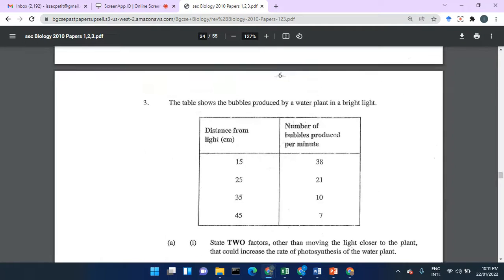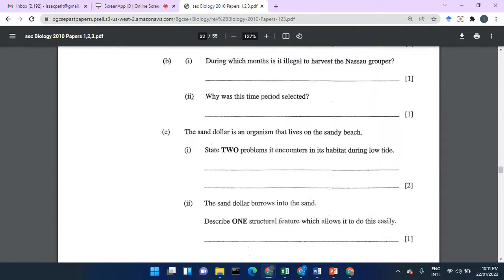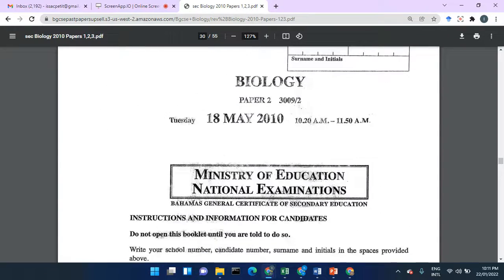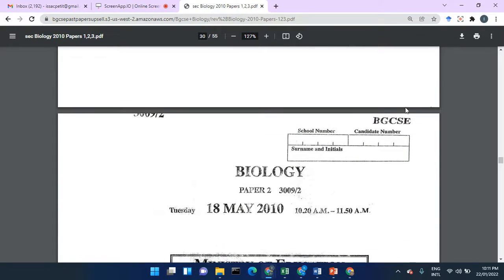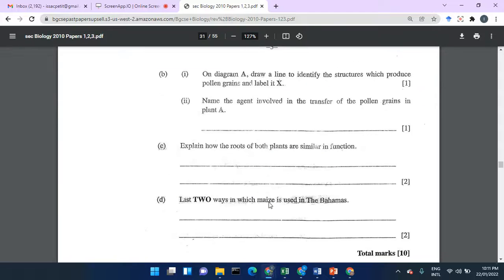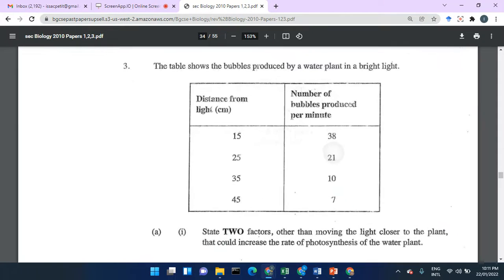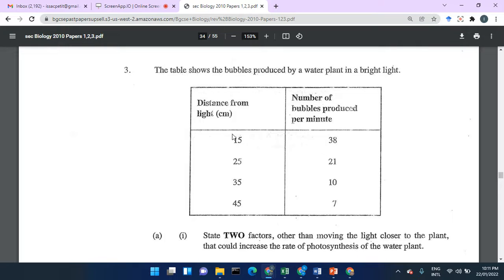All right, in this lesson, we will be considering question number 3 from a BGCSE Biology Paper 2 past paper. This is all the way from 2010. Again, this is a BGCSE Biology Paper 2 past paper, and we are going to be looking at question number 3. Okay, and so let's consider it.